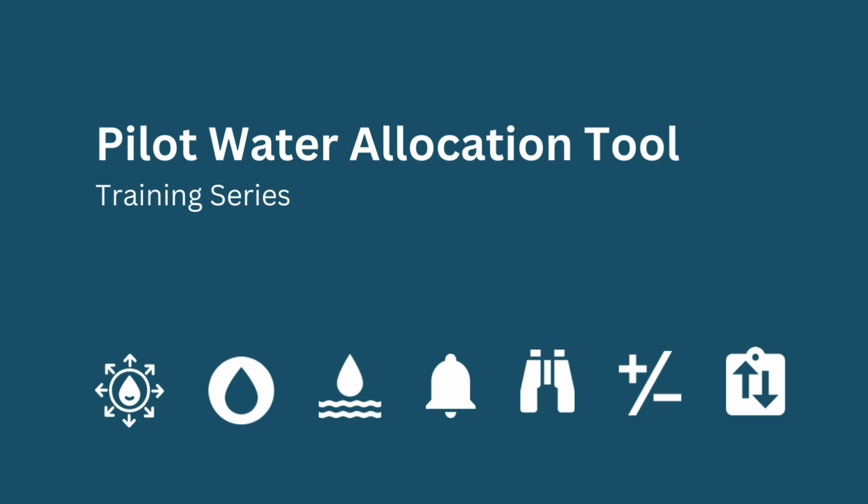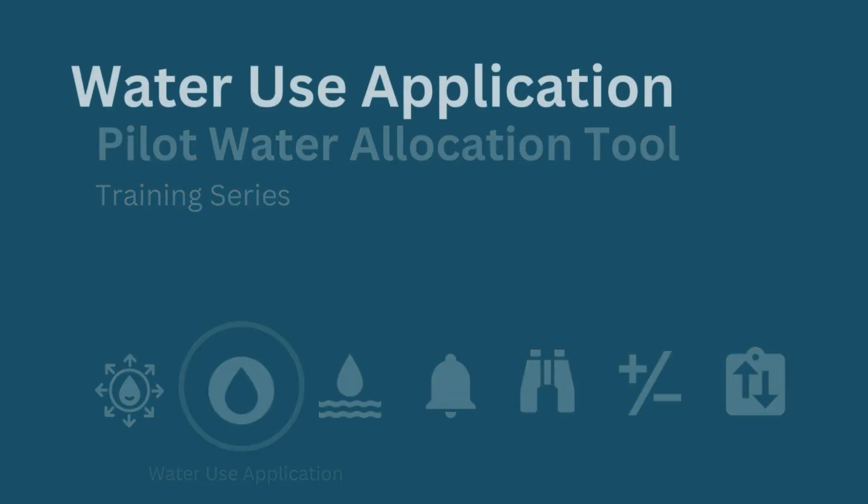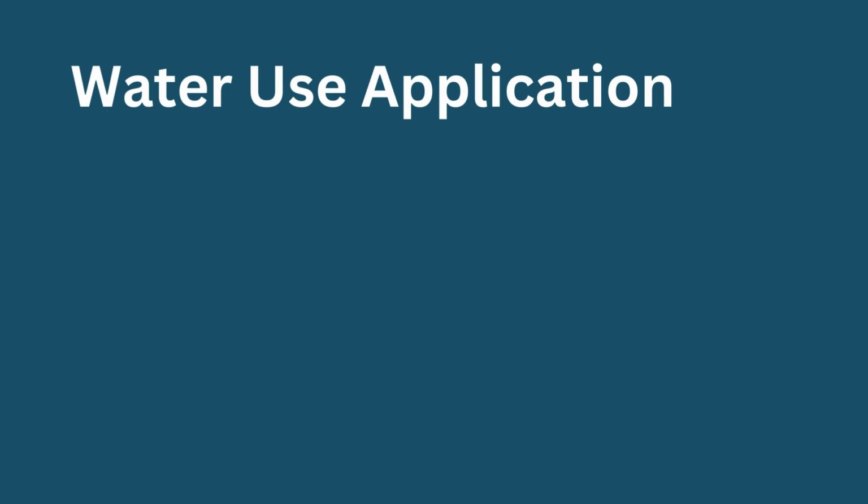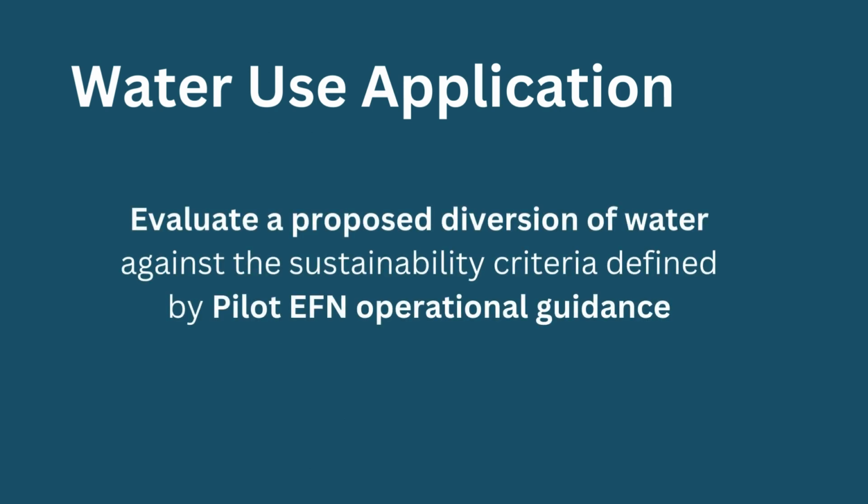In this video, we'll be exploring the Water Use Application module. If you're new to the tool, we suggest watching the Introduction to PWAT video, which is linked in the description below. The Water Use Application module is used to evaluate a proposed diversion of water against the sustainability criteria defined by the Pilot EFN operational guidance.